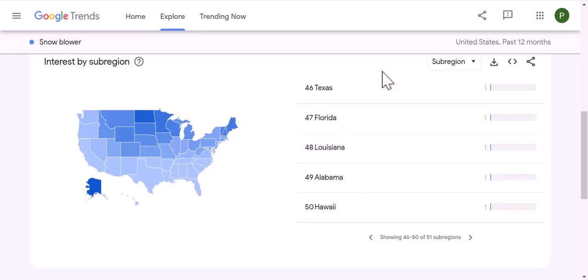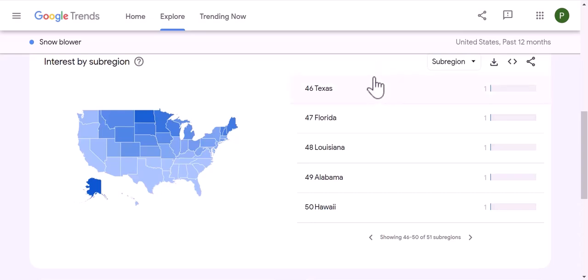These states don't get really any snow. They either get very little or no snow at all, usually. So these are states that you most likely would be losing money on if you're selling a snowblower, because there's no snow there or there's very little snow. No one really needs a snowblower.